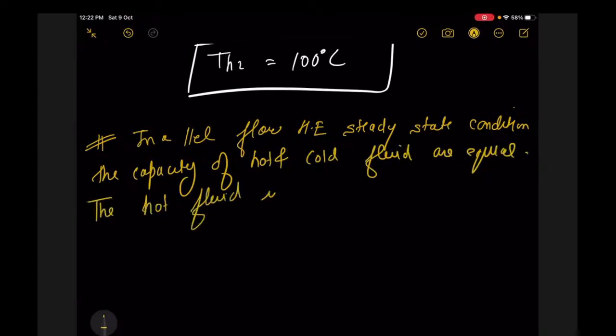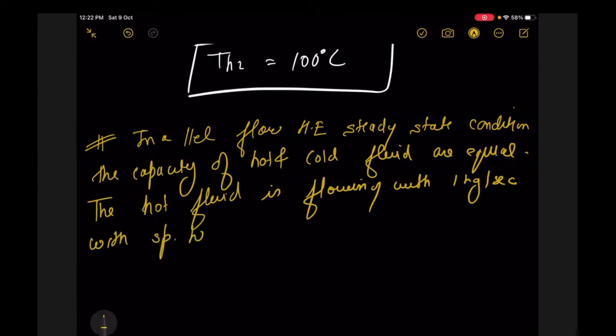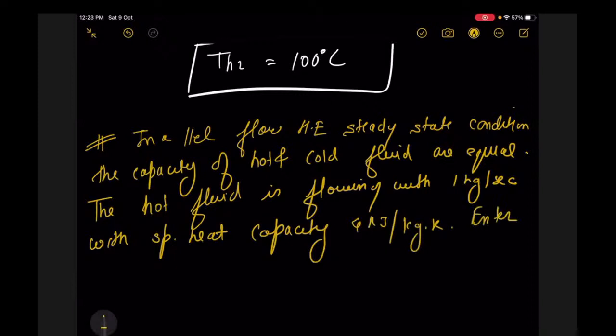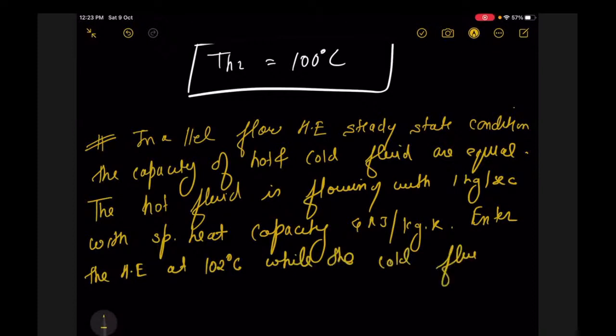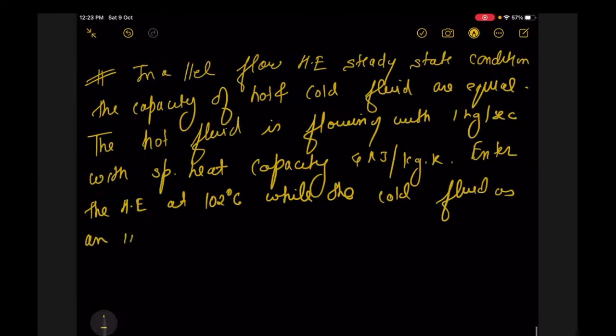The hot fluid is flowing with 1 kg per second with specific heat capacity 4 kilojoule per kg Kelvin. It enters the heat exchanger at 102 degrees centigrade, while the cold fluid has an inlet temperature of 15 degrees centigrade.